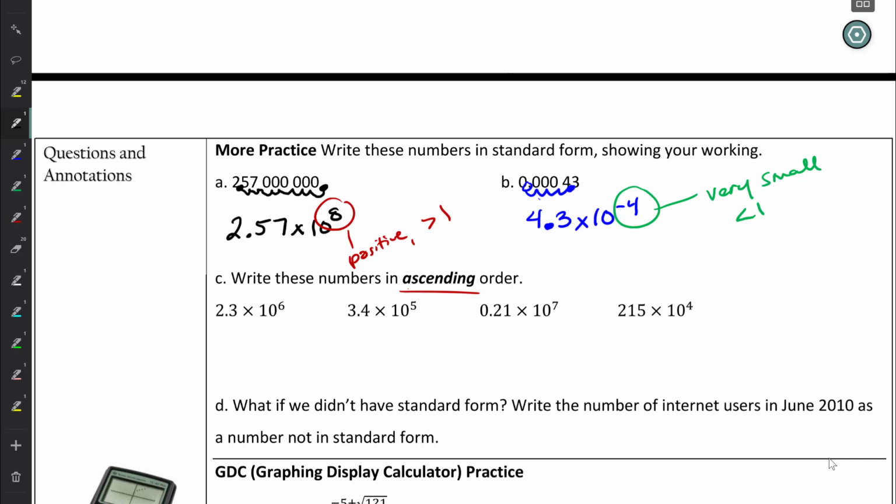2.3 times 10 to the 6th power. That one is in standard form because we have an a that's between 1 and 10, so that one's fine. I'll go ahead and rewrite it just for kicks. So 2.3 times 10 to the 6. 3.4 times 10 to the 5. That is also already in standard form. The next one, 0.21 times 10 to the 7, that is not in standard form.